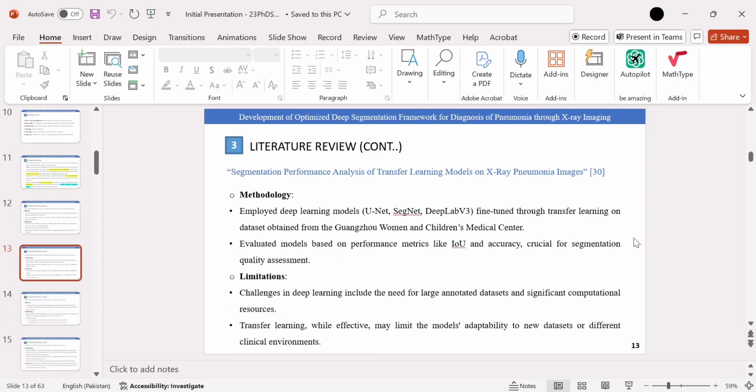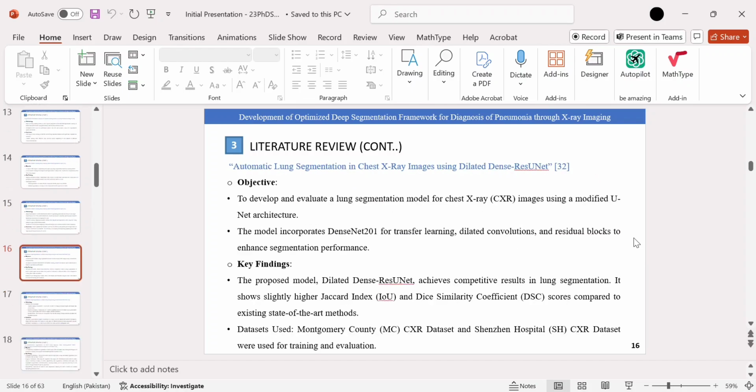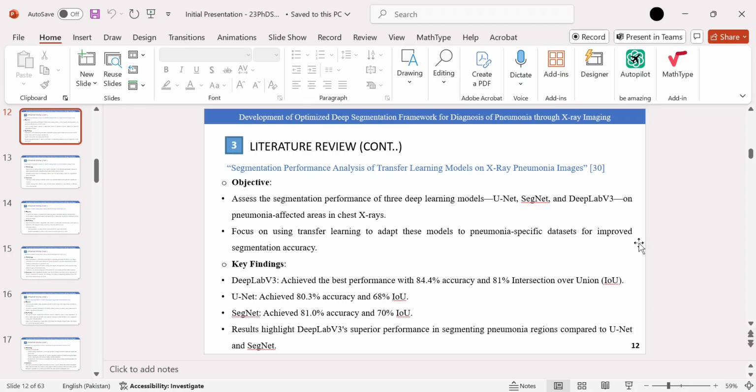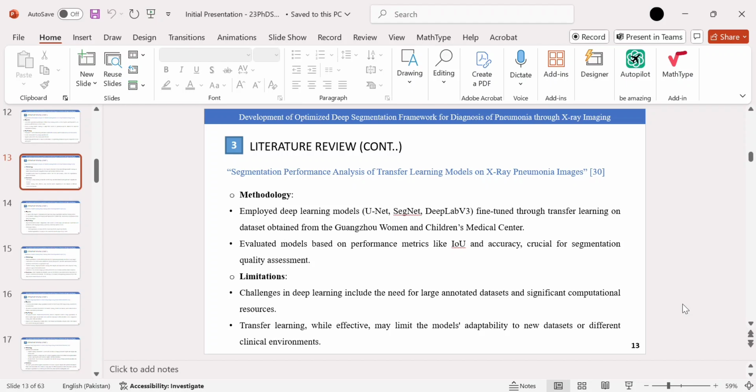These are some papers that are specific to this research. The first paper has the title Segmentation Performance Analysis of Transfer Learning Models on X-ray Pneumonia Images. In this paper, the authors have used three different models, UNet, SegNet, and DeepLab V3, and they compare the performance of these three models, and it is observed that DeepLab V3 outperformed the other two models. And they worked on the dataset of the Women and Children Medical Center.